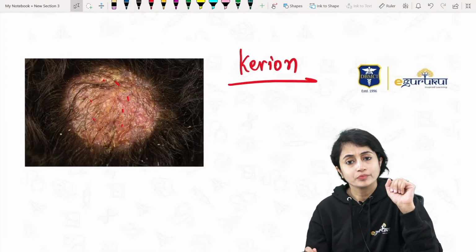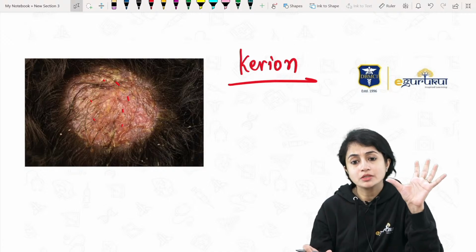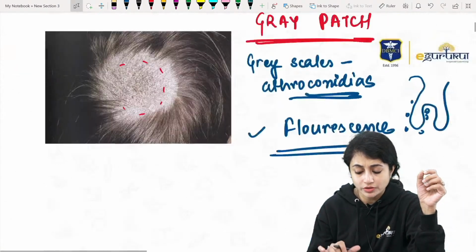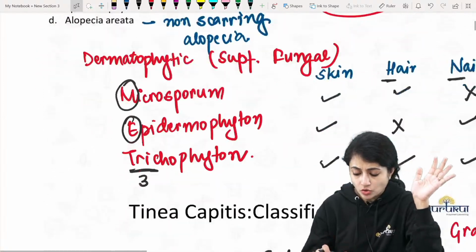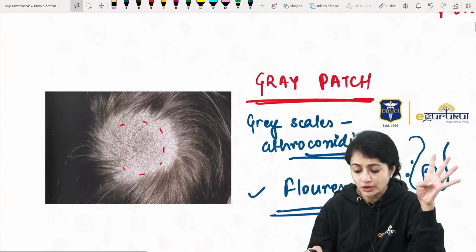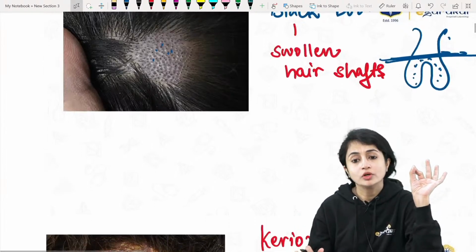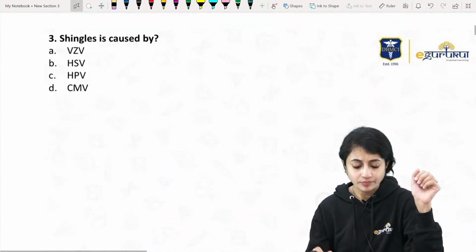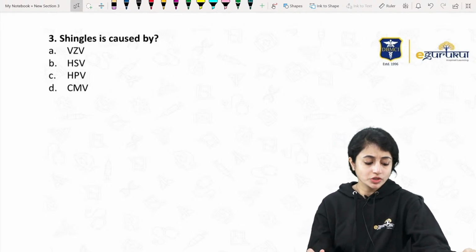Okay. So remember these important points about tinea capitis. You should be knowing about these three species, the four main types of tinea capitis. You should be able to recognize them. Okay. Moving on to the next question.